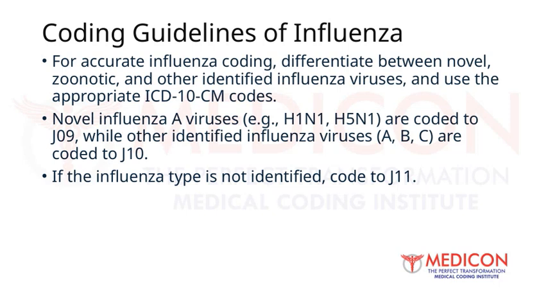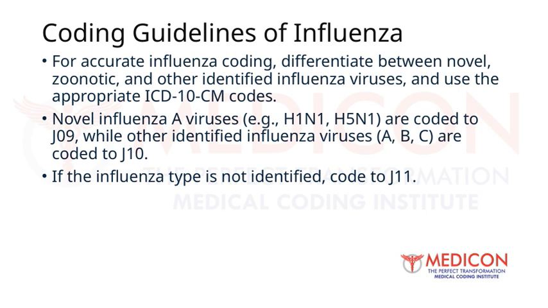When it comes to coding influenza accurately, it's really important to differentiate between various types of influenza viruses. For example, we need to identify whether the virus is a novel strain, zoonotic, or another type. This helps ensure we use the correct ICD-10-CM codes. Specifically, for novel influenza viruses like H1N1 or H5N1, we assign the code J09. These are typically new strains that may have emerged recently or are of particular concern.